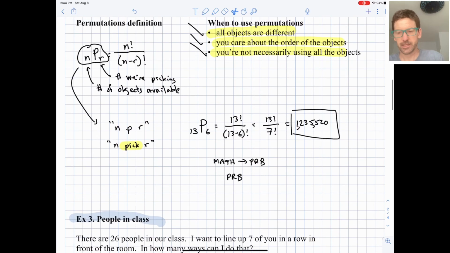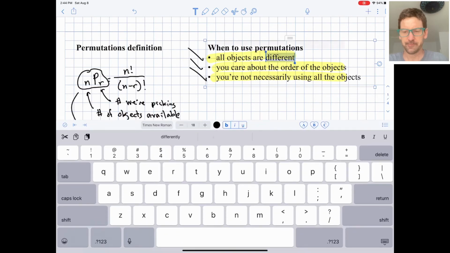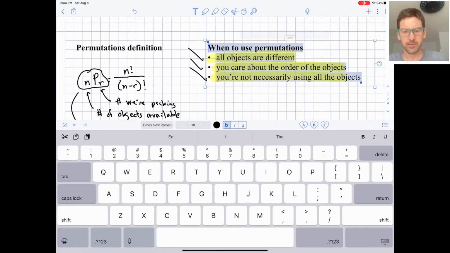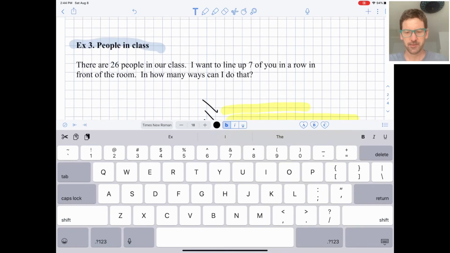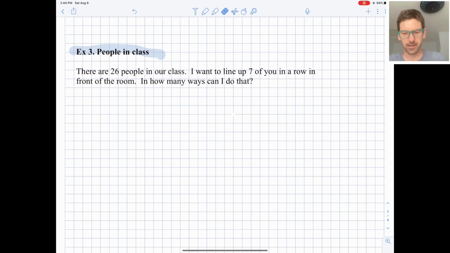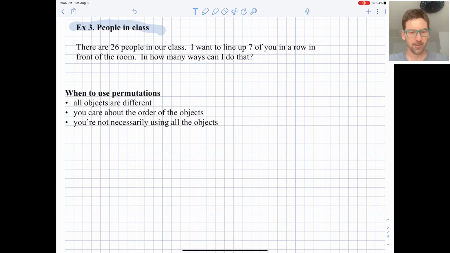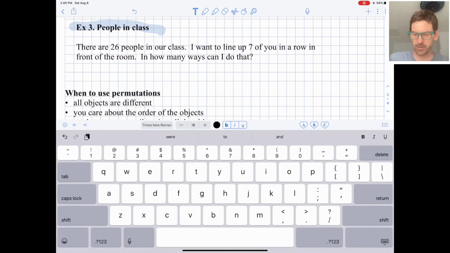Whoops, didn't copy the text. Let's see here. Maybe I can copy. Let's see if I can do that here. Oops. Get rid of that, and let's try to paste some stuff. Okay, cool. So we got it.